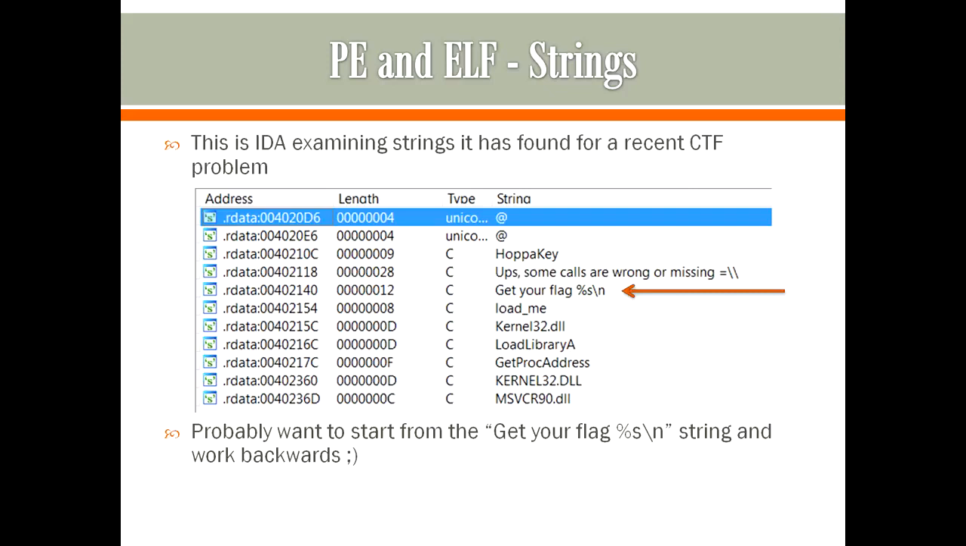Next, you may identify what strings are used by the binary. Here, we're showing the string output in IDA from a recent CTF problem. You may notice the get your flag string. It would be advantageous to start your analysis there and work backwards, allowing you to focus on what components of the binary you actually need to understand in order to obtain your flag.